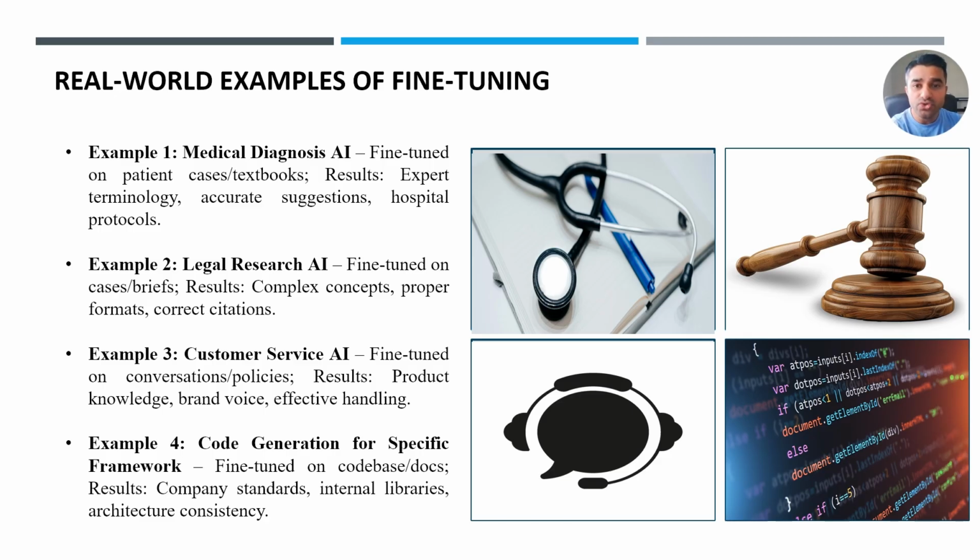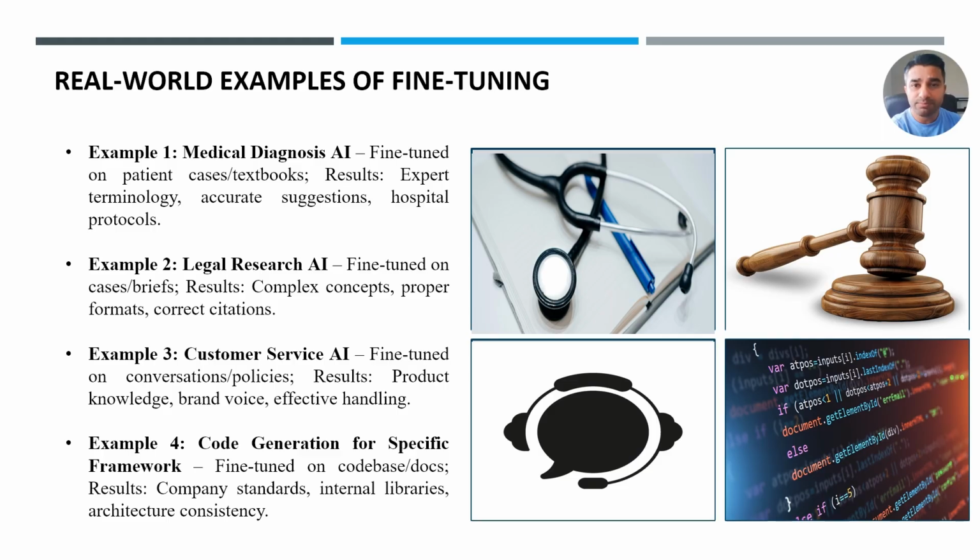Let's take the example of code generation for a specific framework. A software company uses a specific programming framework and wants an AI coding assistant. A base model like GitHub Copilot can write general code in many languages. With the fine-tuning process, the company fine-tunes the model on their codebase and internal libraries, documentation for their specific framework, best practice coding standards used by their team, and common patterns and solutions in their projects. Result: the fine-tuned model now generates code that follows the company's coding standards, uses their internal libraries and framework correctly, suggests solutions consistent with their architecture, and understands the specific technical context.